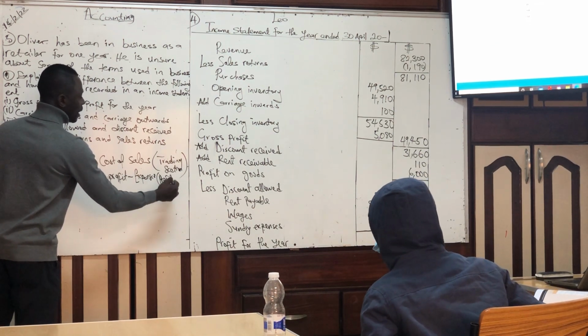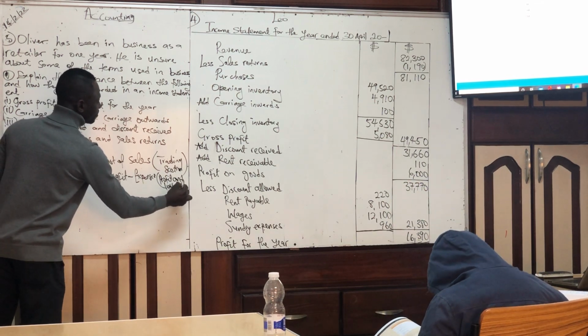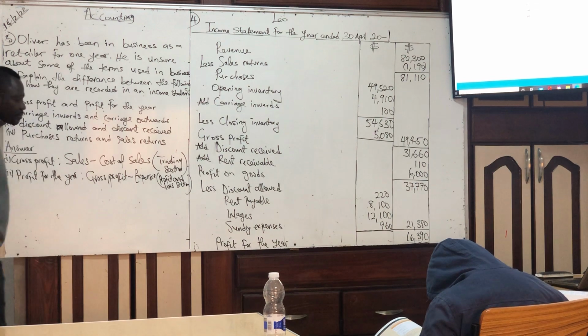We have the profit and loss section, right? Profit and loss section. Yes, sir? Was the question that you asked me? Ah, profit for the year. Okay. I had cost of sales. Are you guys getting it, please?